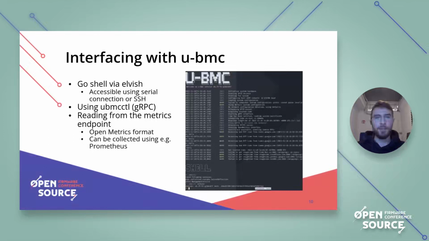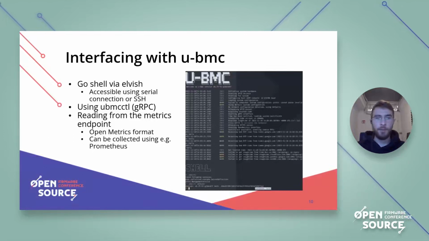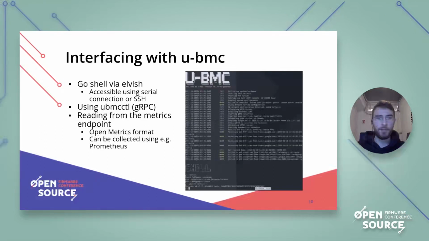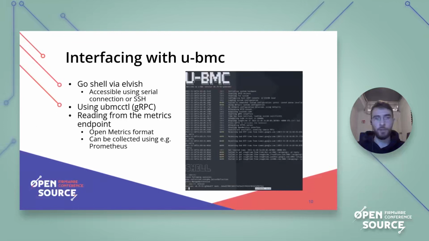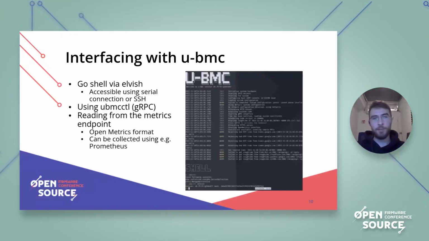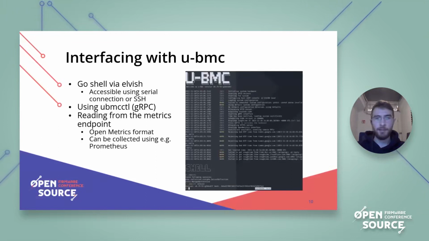Now let's get to interfacing with UBMC. This is what makes it more unique. We have an included Go shell, which is Elvish in our case, the most fully featured shell that we could find right now. It's accessible using SSH and serial connection. As you can see on the right, we have the shell access using a serial connection to our virtual machine.